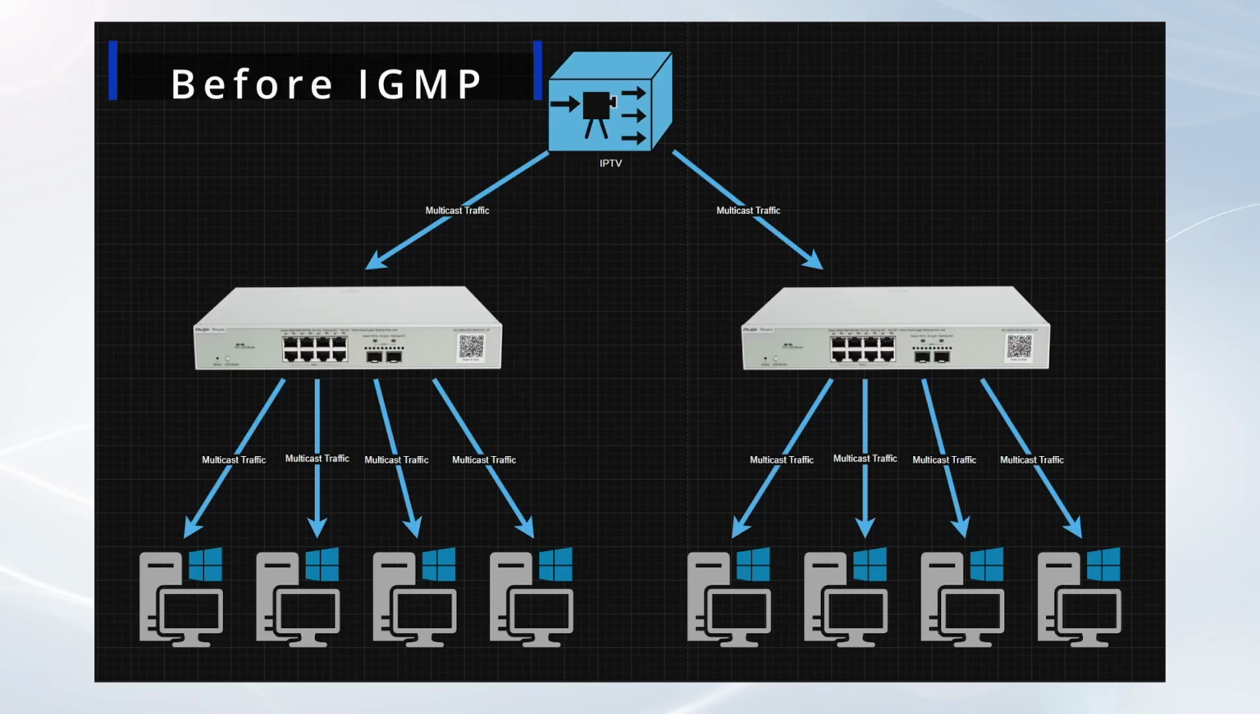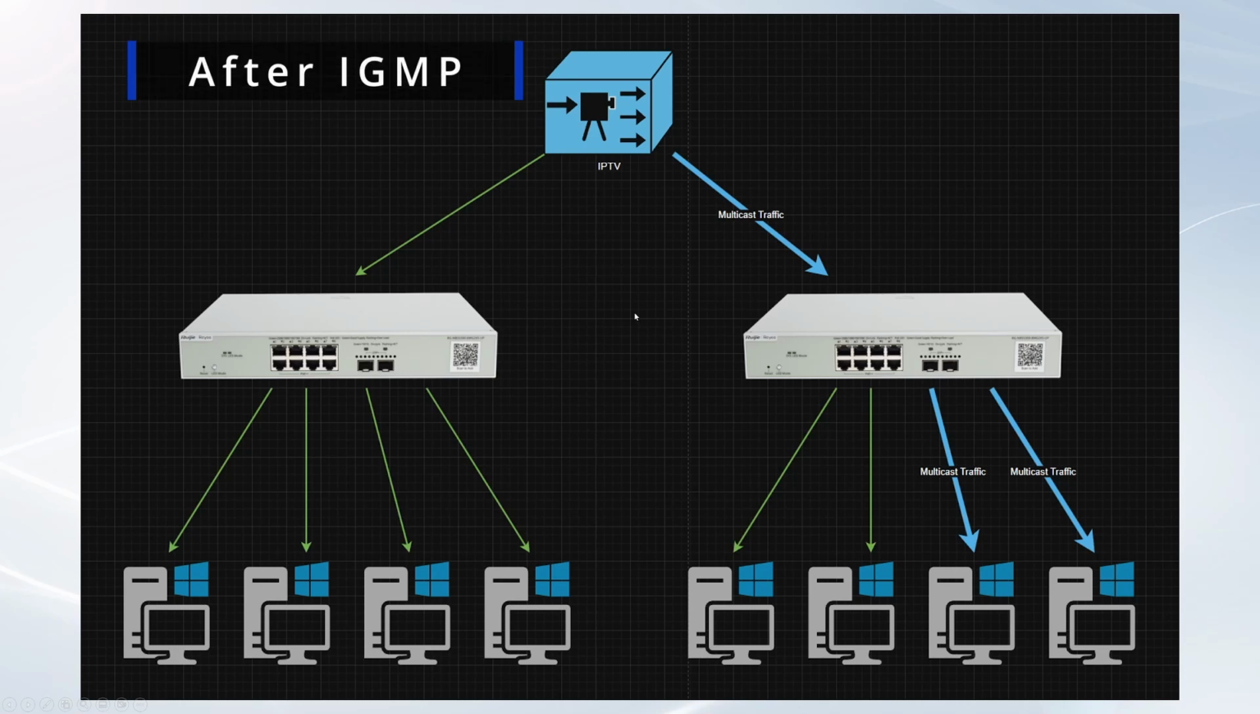Okay, now I just want to show using an illustration basically what the IGMP is doing to the network. So in this illustration, this is without IGMP. For this example, you can see the IPTV sending the multicast traffic to the switches, and then the switches are broadcasting it to all the devices connected to the switch. So this is before IGMP.